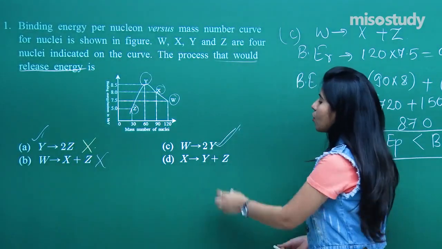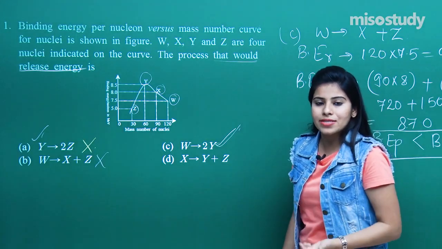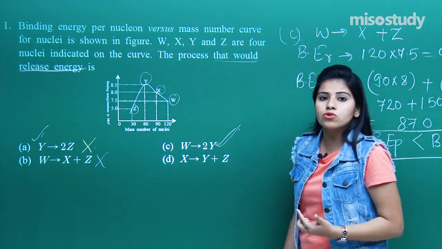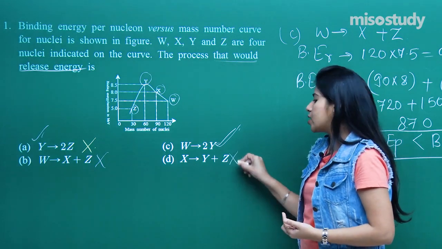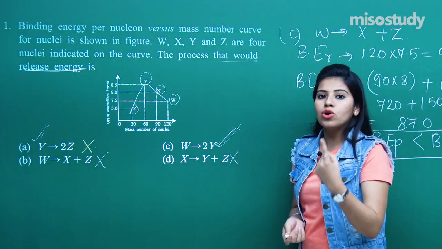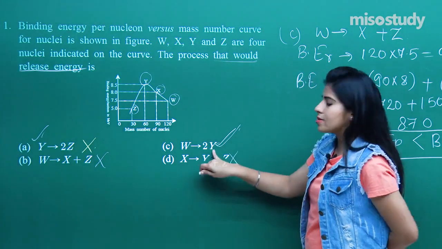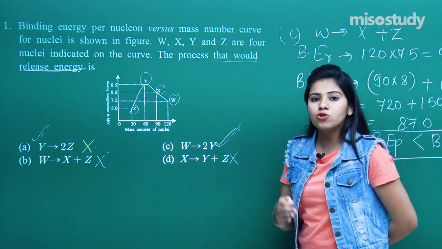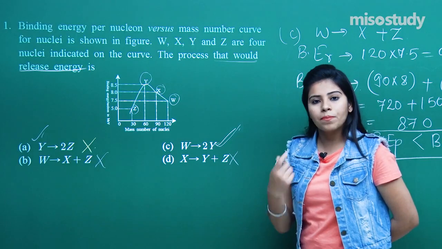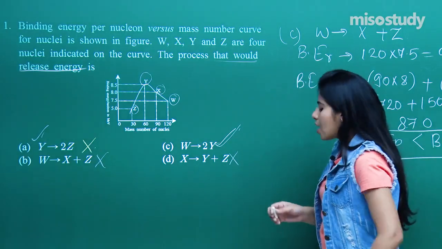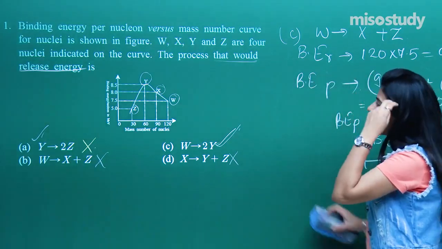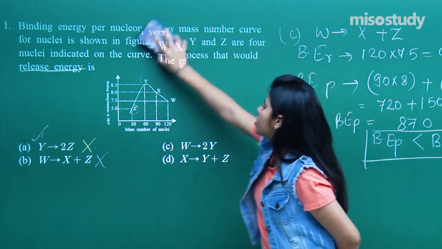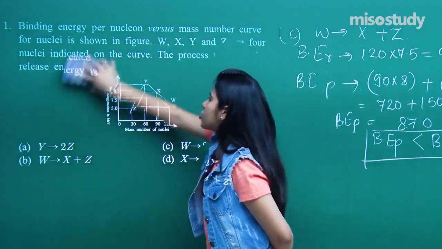Similarly, you can check for X tends to Y plus Z, and you are again going to see that this is not the correct answer. So that means you are having only one correct answer, that is this, right? So this was the way to start up this question, to proceed in this question and to begin with this question. We are now done with question number 1, and it's now time to see which will be question number 2 of the session.